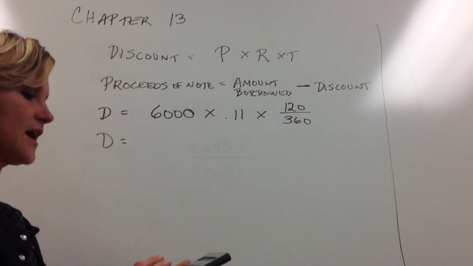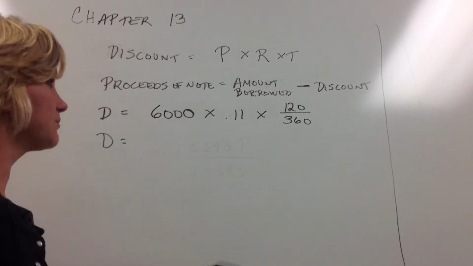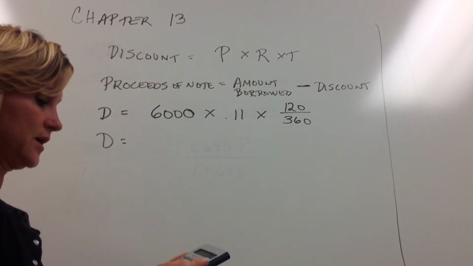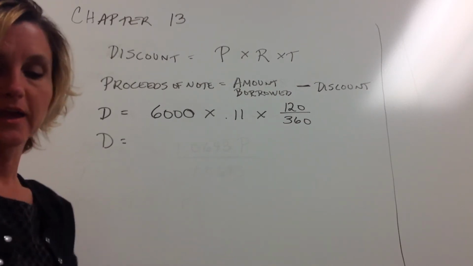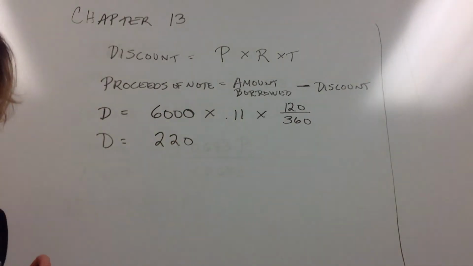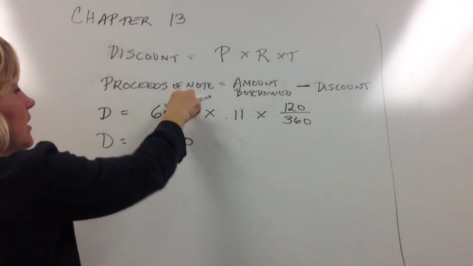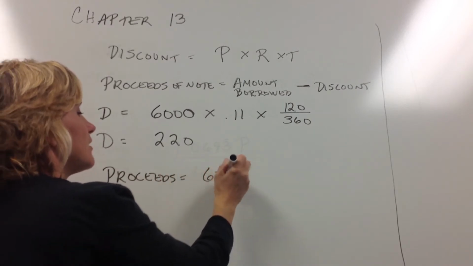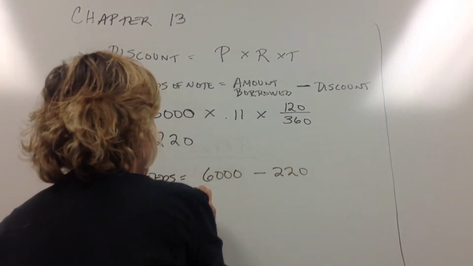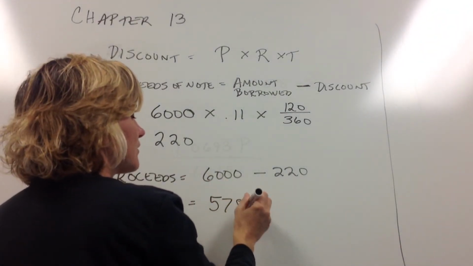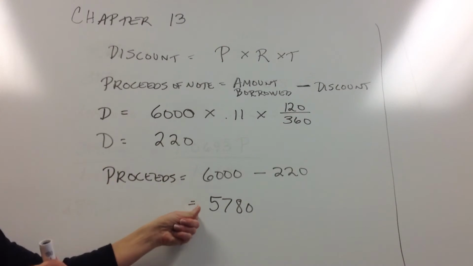So if I take the $6,000 that he intends to pay back, or the amount that he's borrowing, times 11%, or 0.11, times 120, divided by 360, I get a discount or interest of $220. So then, because it's a discount, the proceeds are going to be the $6,000 minus that $220. So he's going to be able to walk out of the bank with $5,780.